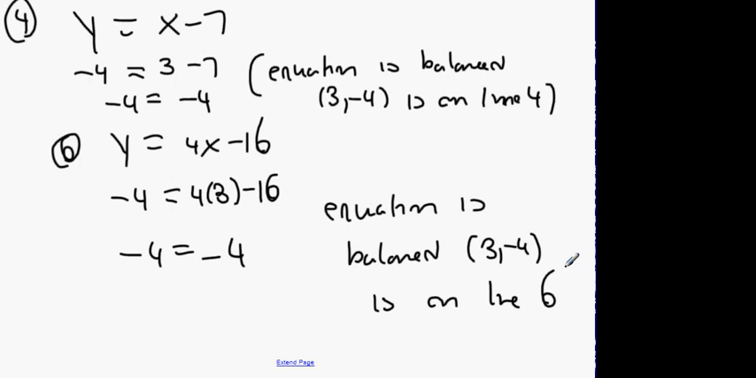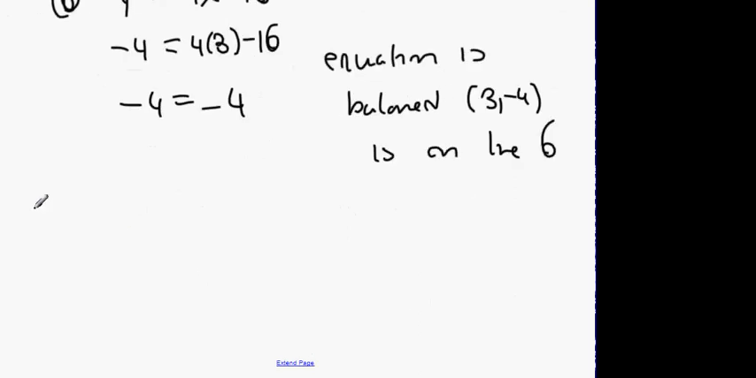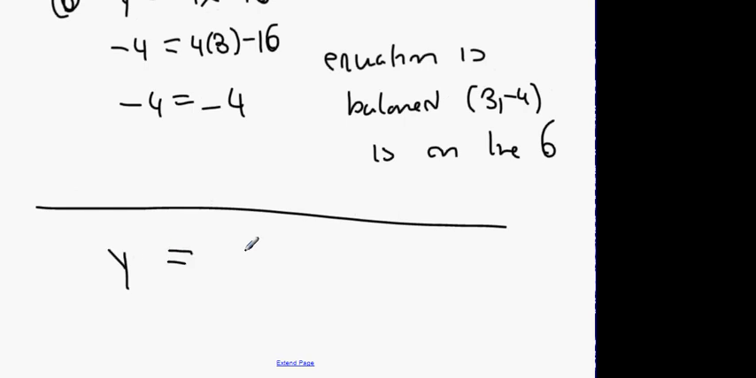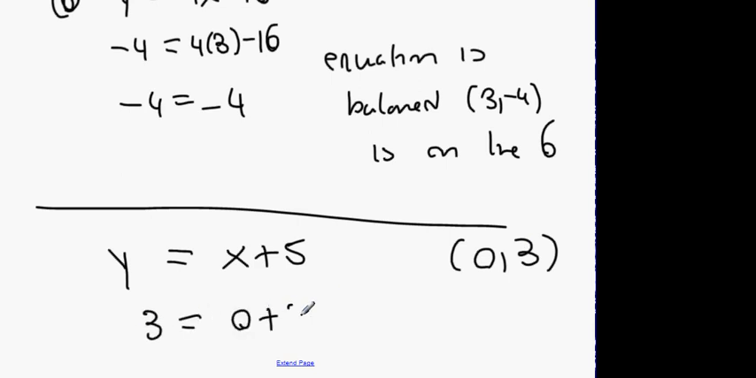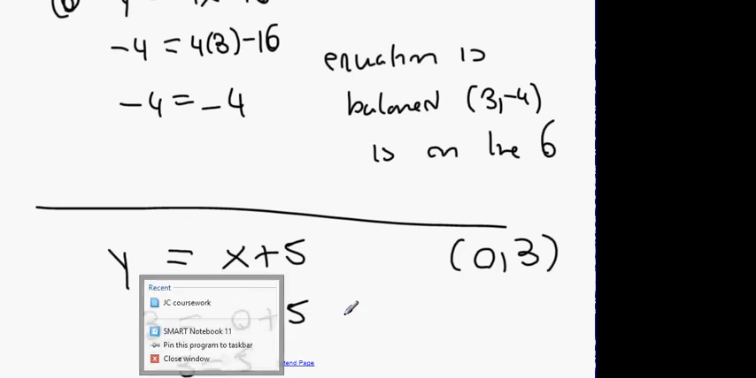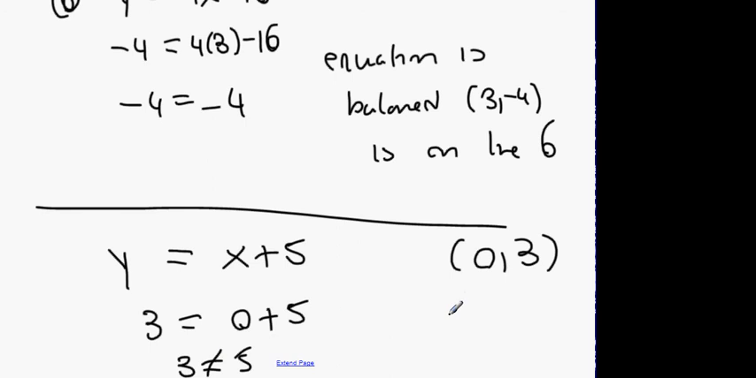If it's not on the line, what happens? It doesn't balance the equation when we replace x with the x coordinate and y with the y coordinate. So for example, if I said here's the equation y equals x plus 5, and I asked you, is the point 0, 3 on this line? How would you find that out? No. You replace y with 3 and x with 0. Does that balance? No. Is 3 equal to 5? No, it isn't. That means that this point is not on the line.